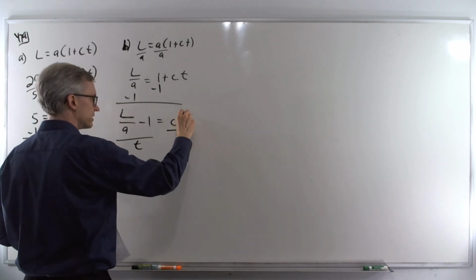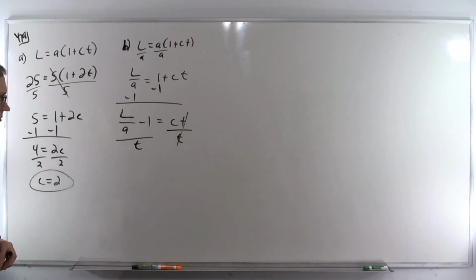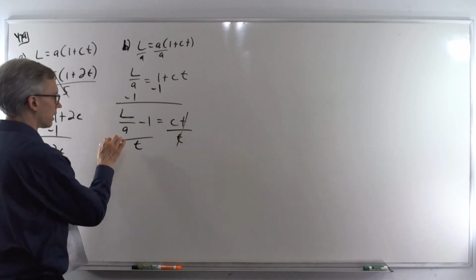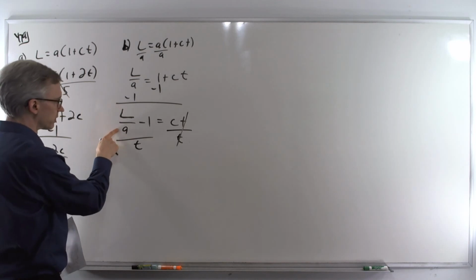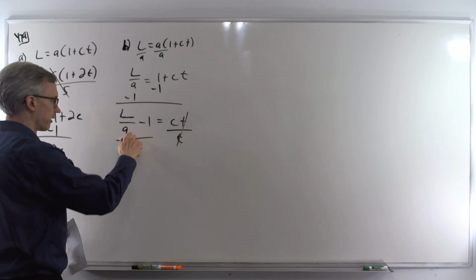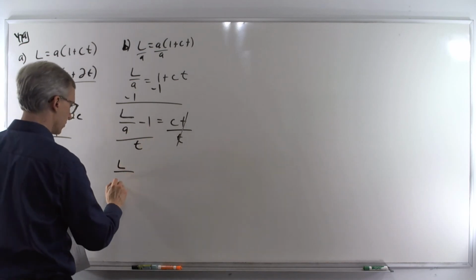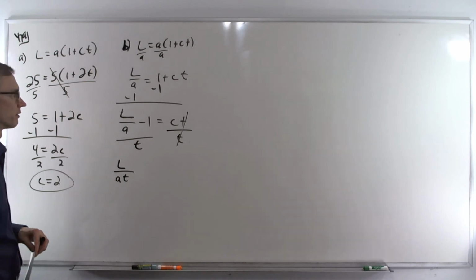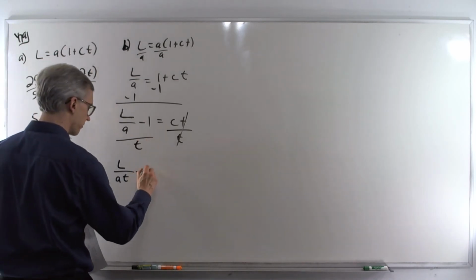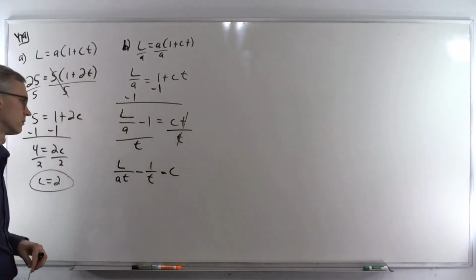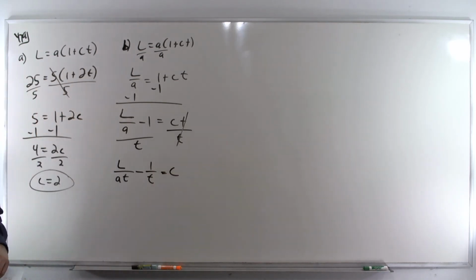All right, now on the right, T's cancel. Now I've got a fraction divided by T. What happens is that T just ends up in the denominator. So that's L over AT. And then 1 divided by T is just 1 divided by T. And so there's the expression we can use then, and now we can plug right into it.